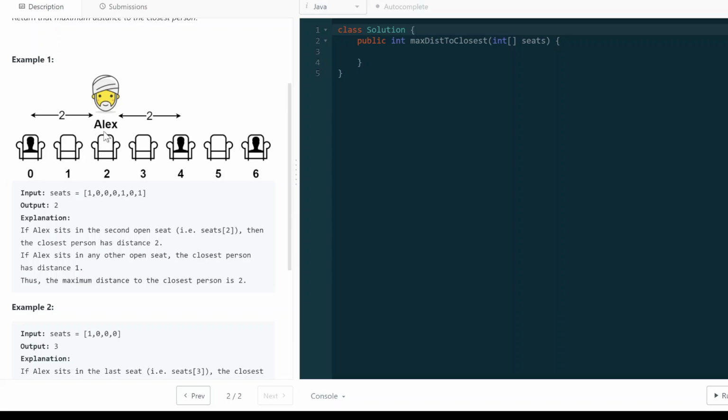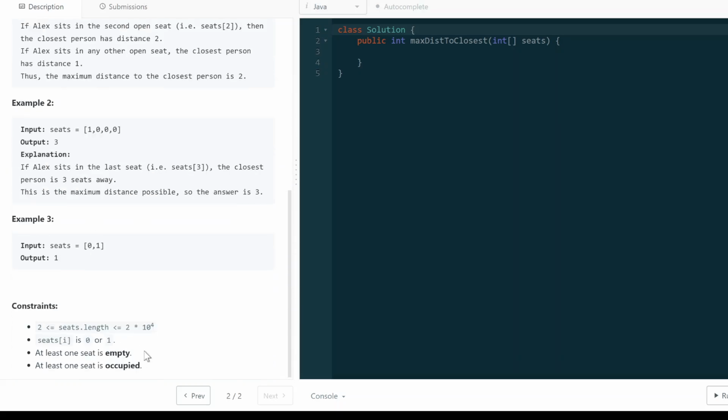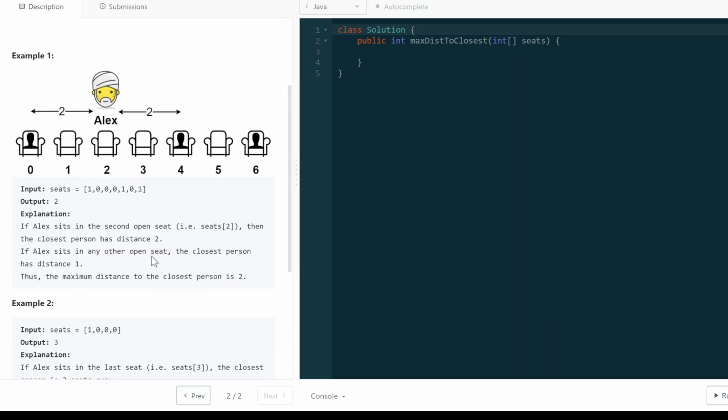Now, if Alex chooses to sit here, what is the longest distance on the right side? That will be two. What is the longest on the left side? That is also two. So two. For this position, what is the max he can get? And the constraint says 2 to 10 to the power 4.